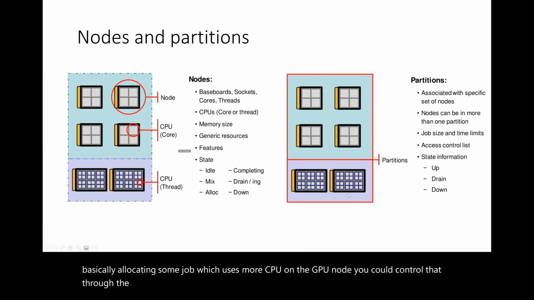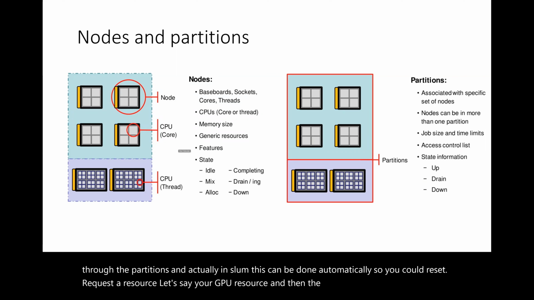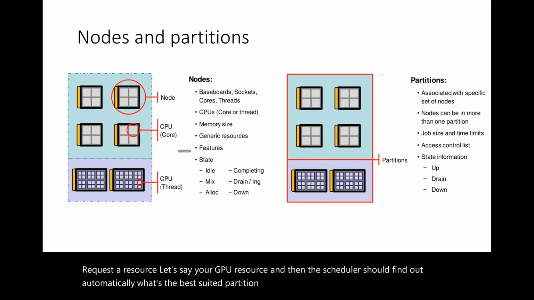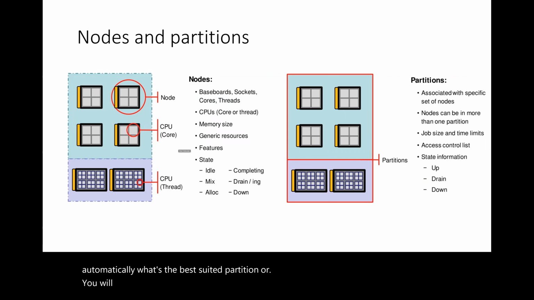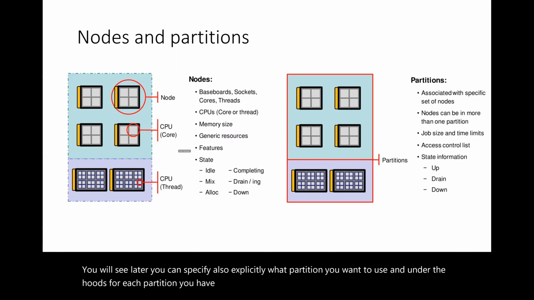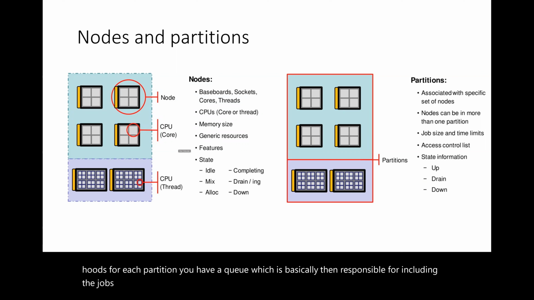And actually in Slurm, this can be done automatically. You could request a resource, let's say a GPU resource, and then the scheduler should find out automatically what the best suited partition is. Or, as you will see later, you can also specify explicitly what partition you want to use. And under the hood for each partition, you have a queue, which is responsible for getting the jobs, and then they are served in the order accordingly.